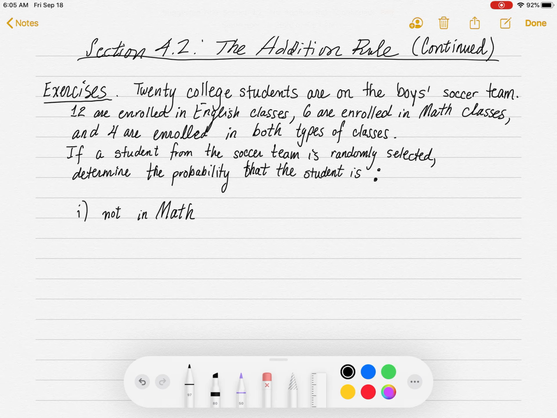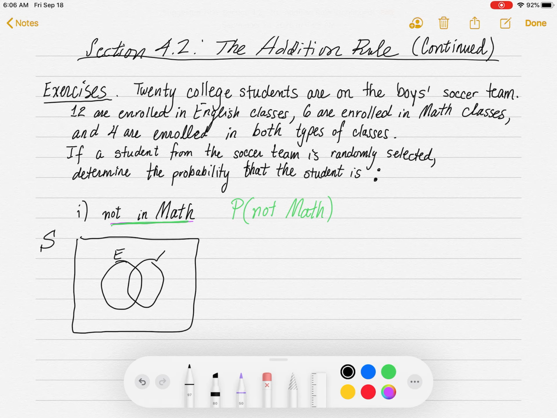All right, let's do it. Not in math. I'll make it green. So we want the probability of being not math. I don't know, let's draw a Venn diagram. So out here we have our sample space. That's all the boys soccer team players, or students. And here we're going to have English. And here we're going to have math. And we're interested in everyone that's not math. So out here.